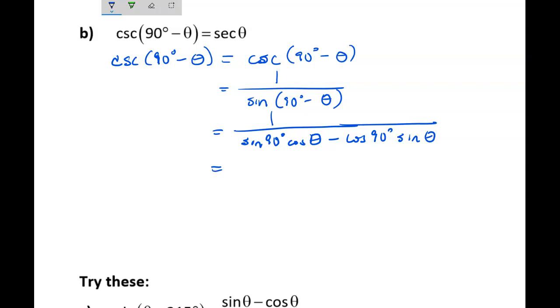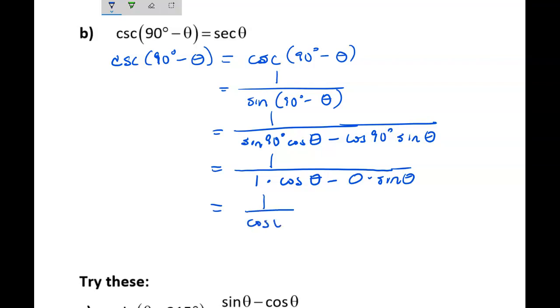Now, since we have a 90-degree angle, we can evaluate the trig functions for 90 degrees. Sine of 90 is 1. Cosine of 90 is 0. And now if we multiply 0 times sine theta, that's going to be 0. So we'll just be left with 1 over 1 times cosine theta, or 1 over cosine theta, which is secant of theta. And then I'm just going to bring down the left side of the equation to show that we've proven the identity.